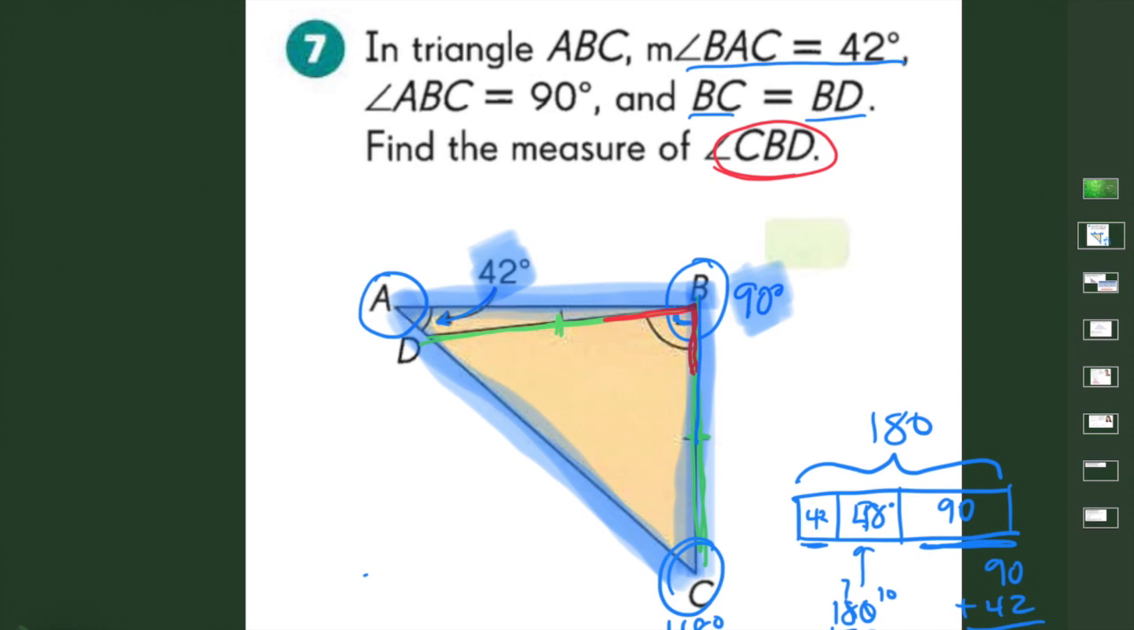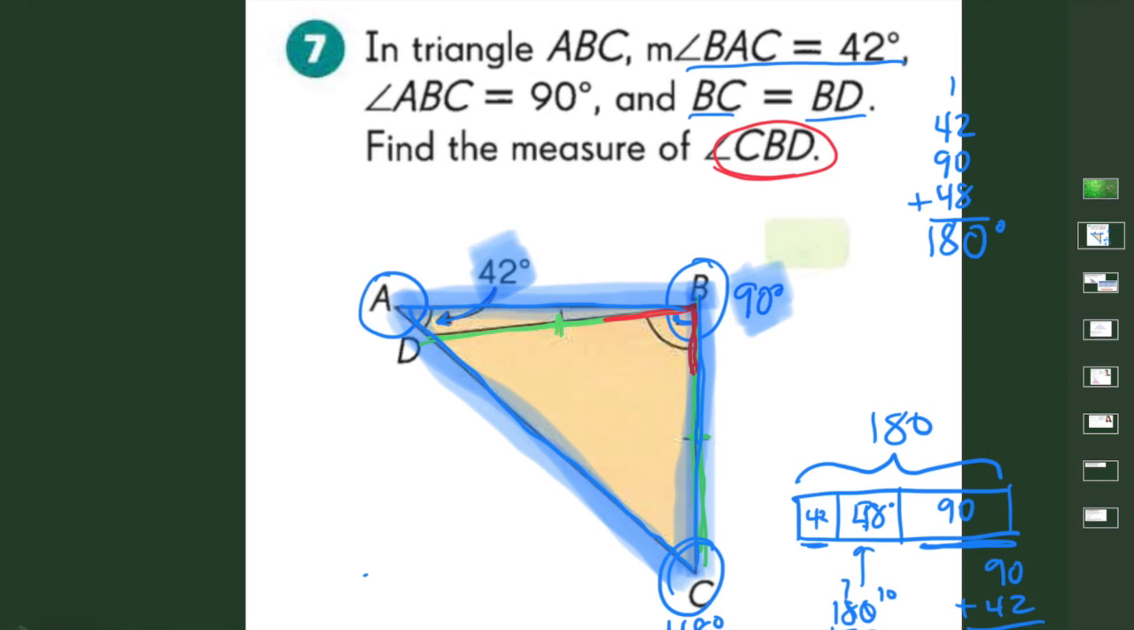Now, just to double check myself, again remembering that I'm looking at this larger blue triangle, let's add those three angles together to make sure they equal 180. So 42 plus 90 plus 48. 8 plus 2 is 10. 4 plus 9 is 13, plus 1 is 14, plus 4 is 18. So yeah, that's 180 degrees.